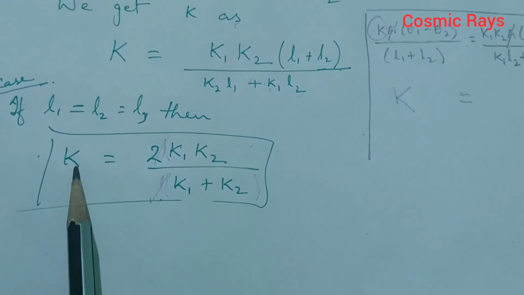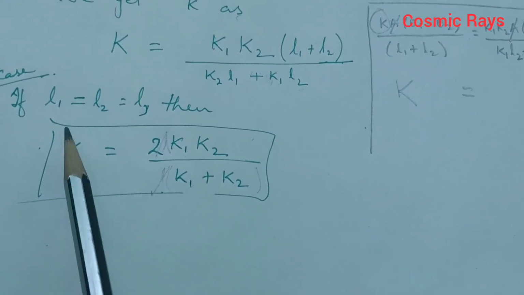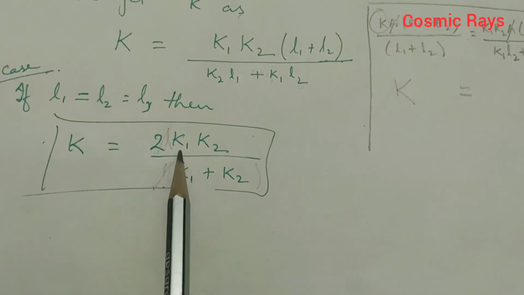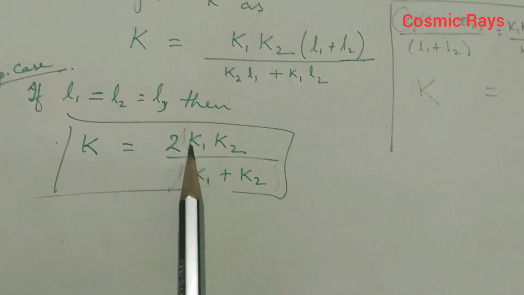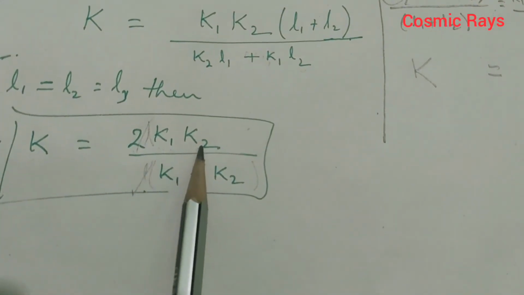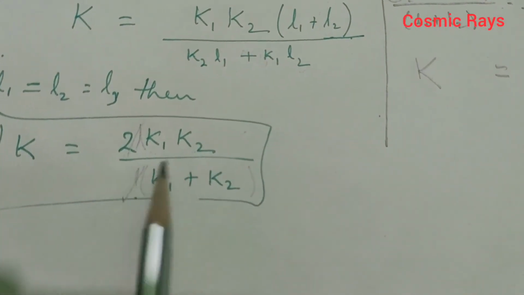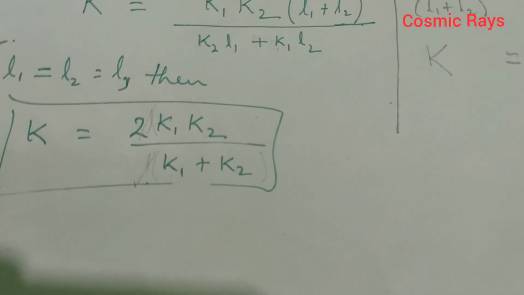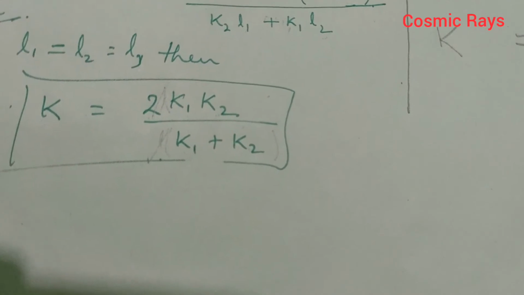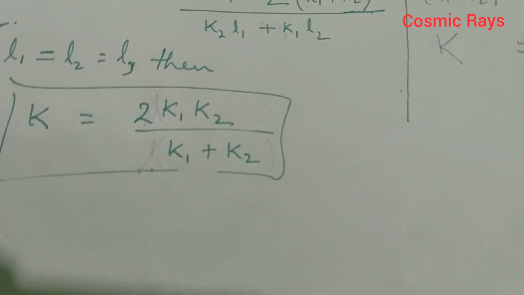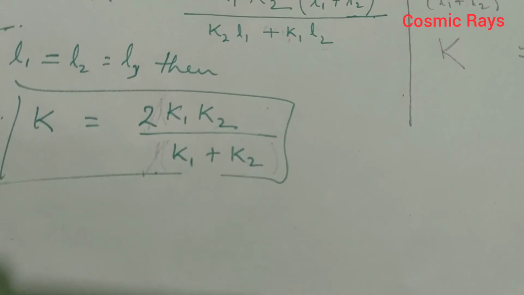So L and L will be cancelled out, and the coefficient of thermal conductivity when both the lengths are the same will be K equal to 2 K1 K2 divided by K1 plus K2. That means the coefficient of thermal conductivity of the first slab multiplied by that of the second slab, divided by the sum of the coefficients of thermal conductivity of the first and second slab. So this is the equation for the coefficient of thermal conductivity when two slabs are joined in series.